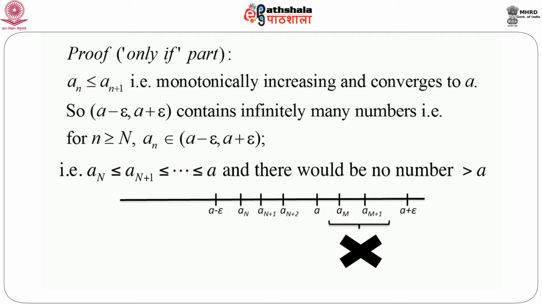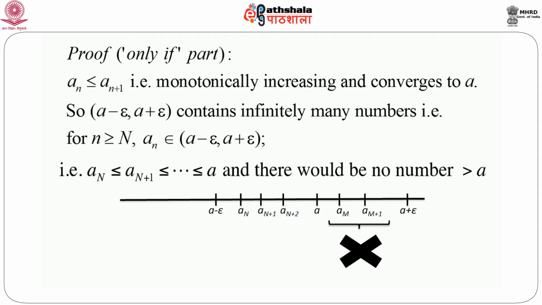Now, my claim is that whenever n is greater than or equal to capital N, this a_n sequence enters the interval. That means a_N is greater than a minus epsilon, and since it is monotonically increasing, a_(N+1) is greater than or equal to a_N. Similarly, a_(N+2) is greater than or equal to a_(N+1), and so on. But each of the numbers must be less than a.